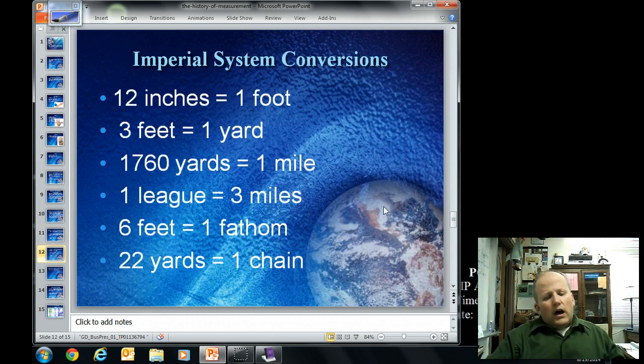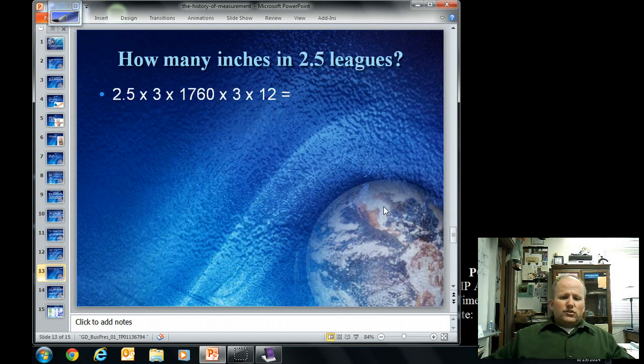Well, that's all fine, but it makes doing conversions an absolute nightmare. 12 inches in a foot, 3 feet in a yard, 1,760 yards in a mile, 1 league is 3 miles, 6 feet is a fathom, 22 yards is a chain. Half of those are ones you may have never even heard of, and they are just horrible to do conversions.